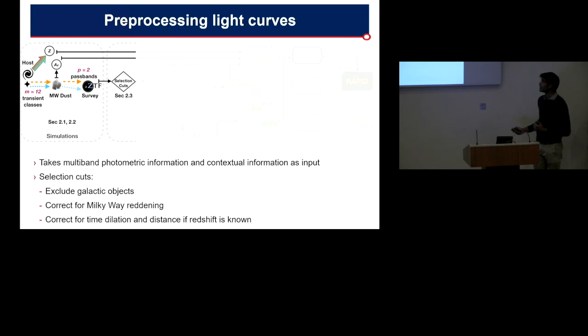So we take in R and G band fluxes as a function of time. And we take in a little bit of contextual information. I mean, we use the redshift if we have it. We use some sort of extinction or Milky Way reddening as an input as well. And we perform some selection cuts to make sure our training set is a little bit cleaner, like we exclude galactic objects within 15 degrees of the galactic plane. We correct for Milky Way reddening, and if we know the redshift, we correct for time dilation and assume some cosmology and correct for the luminosity as well.